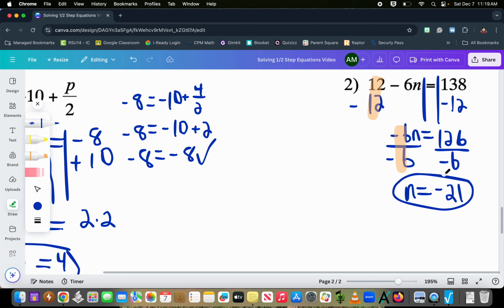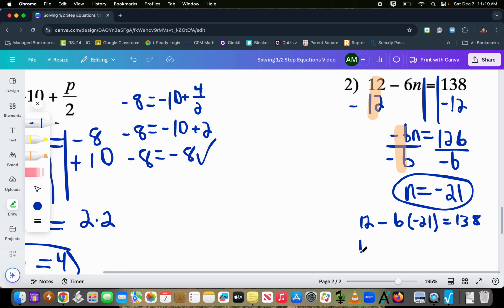Okay, so again, the last step here is to check to see if this is true. So I plug back in. So I've got 12 minus 6 times negative 21 equals 138. So I need to simplify this right in here. And again, super important, paying close attention to the sign. So this is negative 6 times negative 21. So a negative times a negative is a positive.